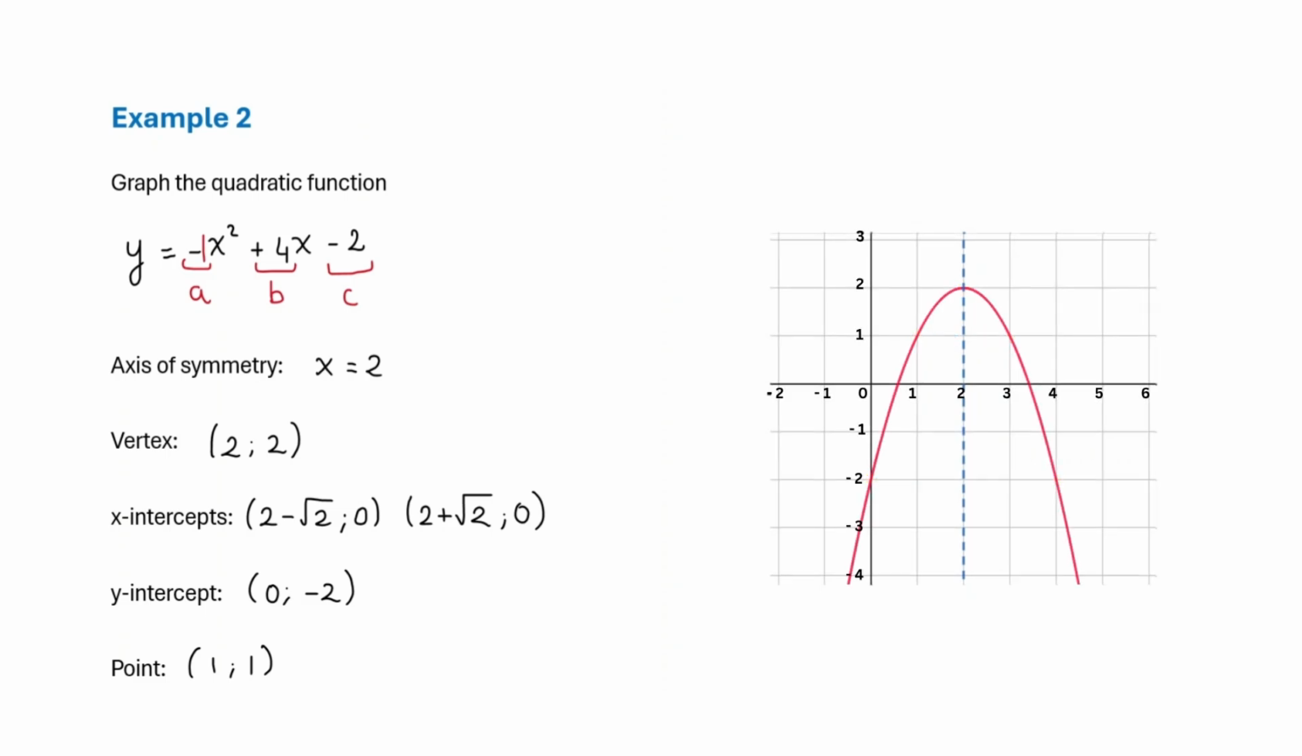Finally, we draw a smooth curve through the points. Since the coefficient of x squared is negative, the parabola must open downwards, and the two sides must be symmetrical about the line x equals 2. That completes the second graph.